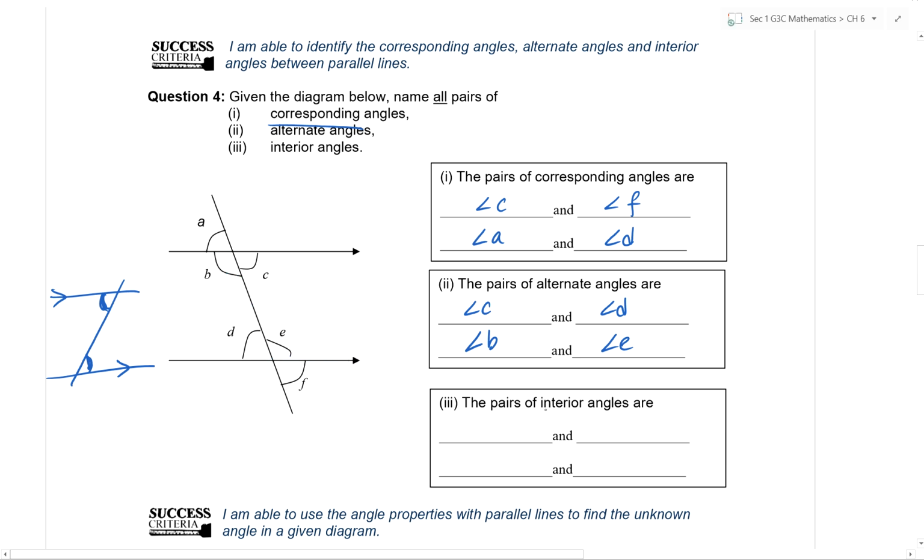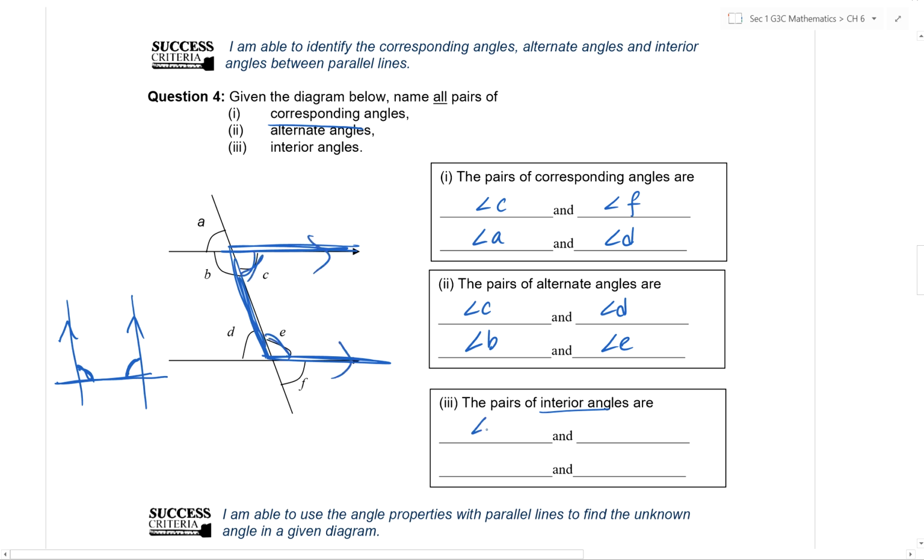The third pair are interior angles. So we will be looking out for the letter U, where these two are the parallel lines. This is the transversal, and these two angles are interior angles. In this example, the letter U is over here, although it is rotated. So angle C, angle E. Finally, we also have angle B and angle D.